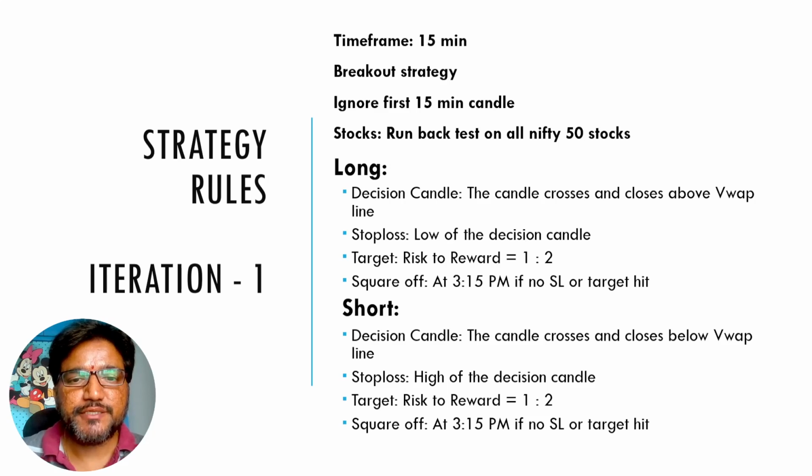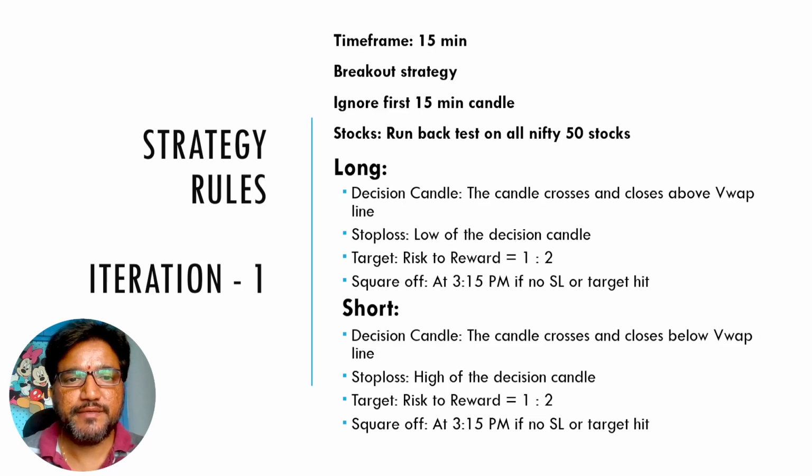Similarly, to take a short trade, we have to identify the decision candle. The candle has to cross and close below the VWAP line. We take a short trade when the price goes below the low of this decision candle. We keep the stop loss as the high of the decision candle and the target will be the same 1:2. Square up at 3:15 if there is no SL or target hit.